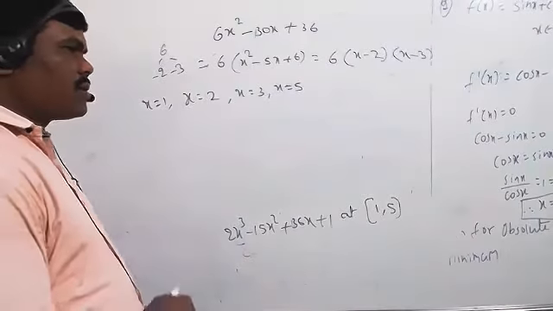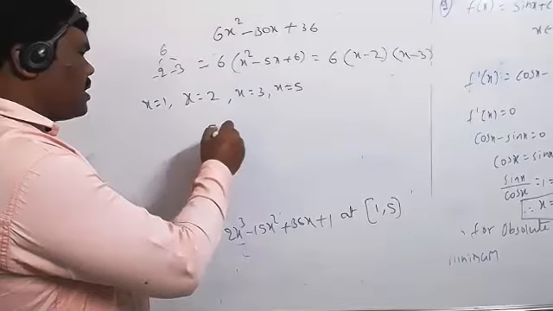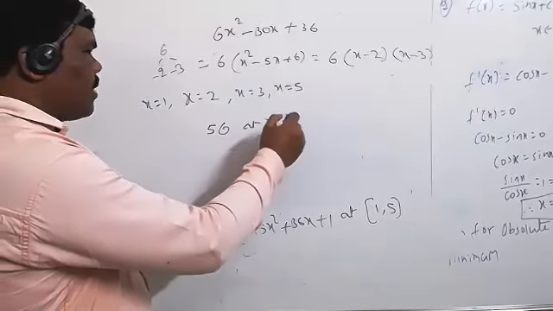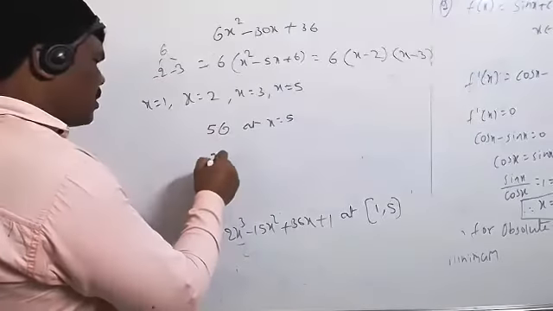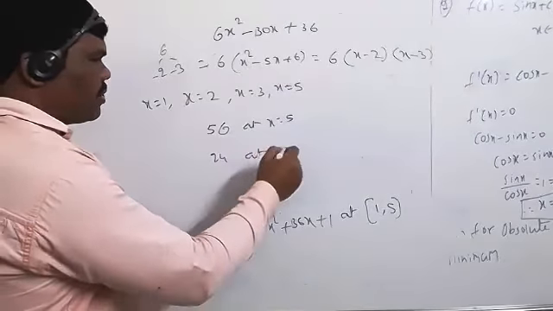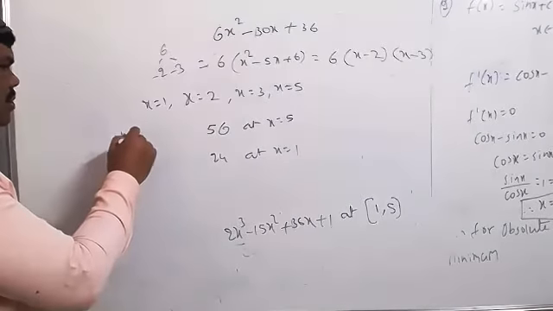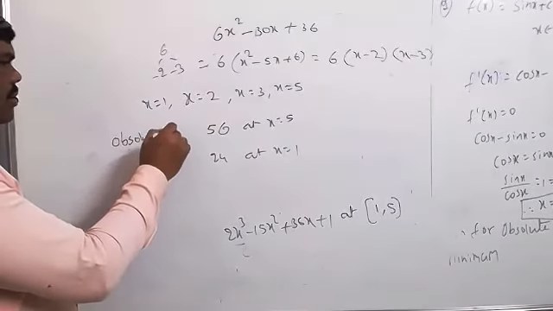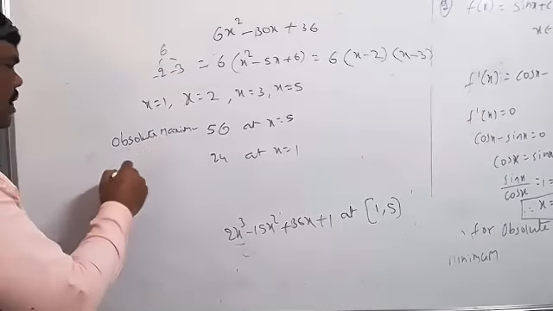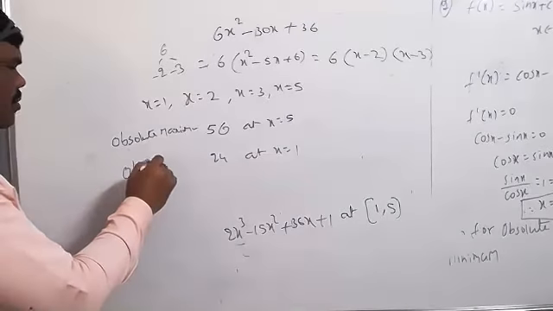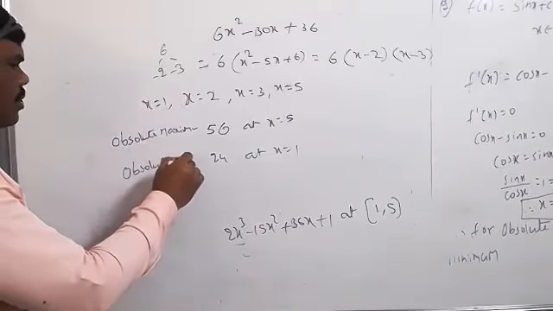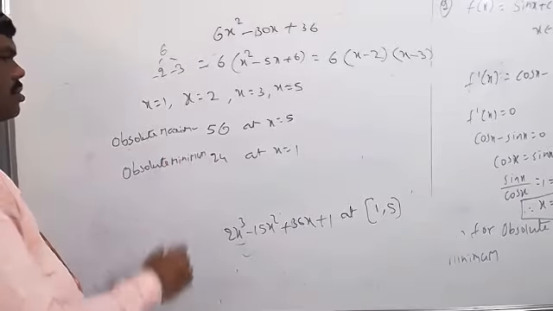So all of you got the answers? 56 at x equal to 5 and 24 at x equal to 1. This is the absolute maximum value, and this is the absolute minimum value. Okay.